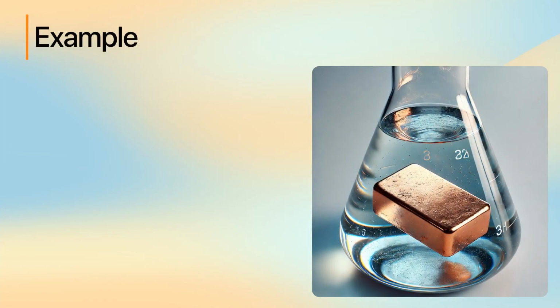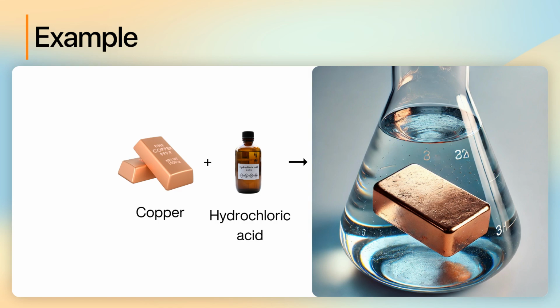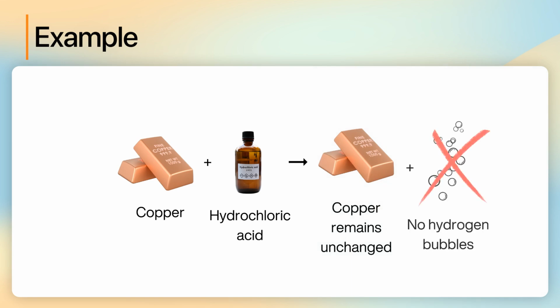Conversely, metals that are less reactive than hydrogen will not displace hydrogen ions from acids, and thus no reaction will occur. For example, when copper is added to hydrochloric acid, you will observe that there is no reaction. The copper remains unchanged and no hydrogen gas is produced.